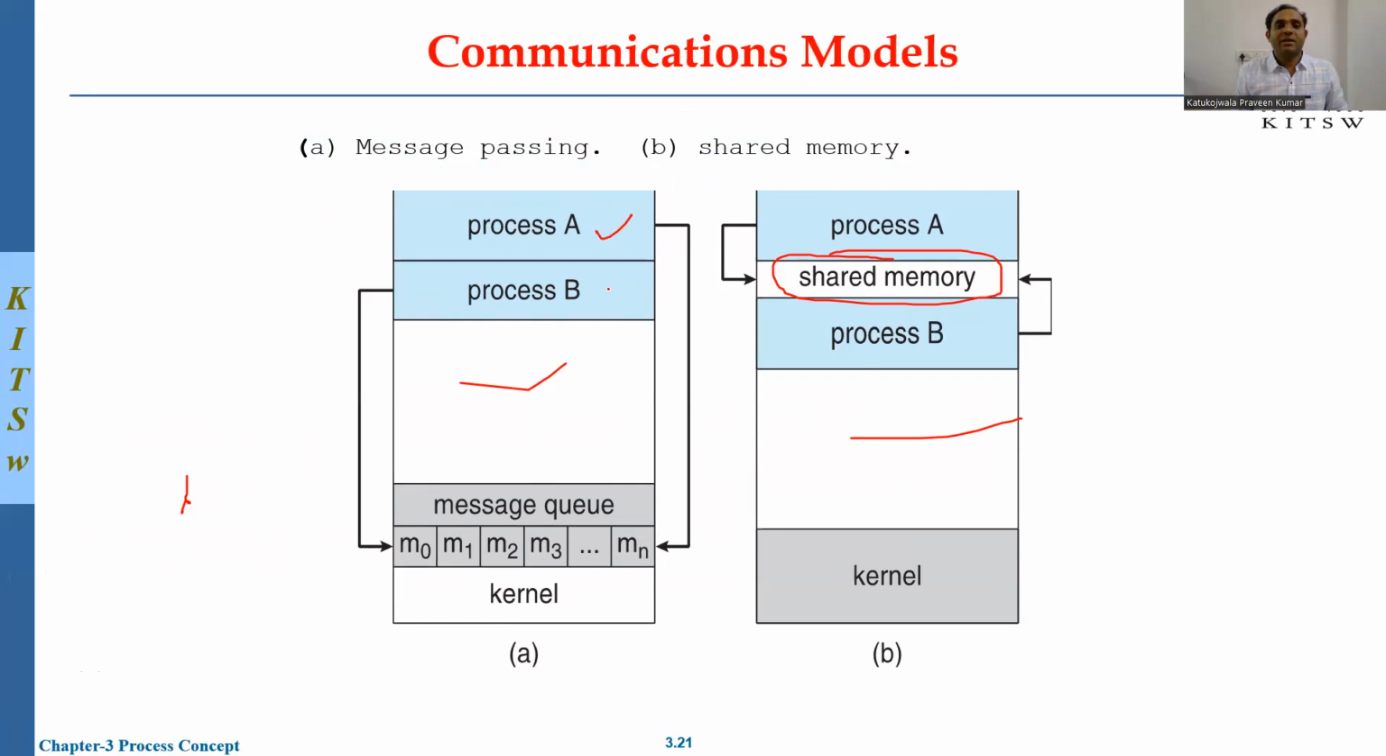Here it is message passing. This is process A, process B. There are some messages: message 1, message 2, message 3, and so on up to message N. These are the message queue, and these processes are sharing the messages. So this is message passing.